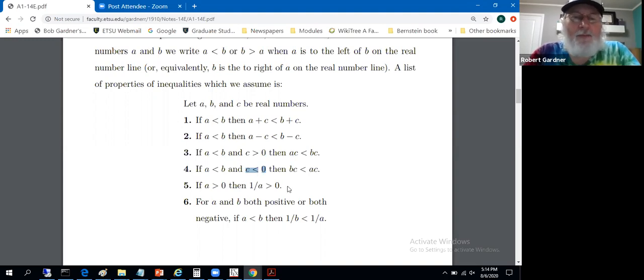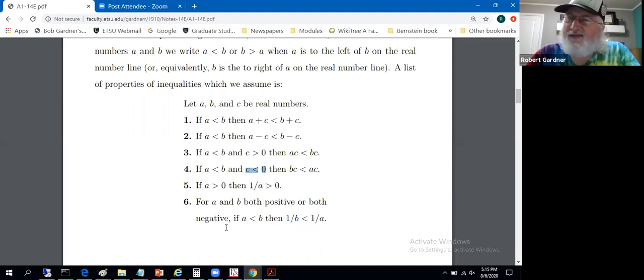Nothing new to you. If A is positive, then 1 over A is positive. That's what property 5 says, written in terms of inequalities. Property 6 says if A and B are both positive or both negative, if A and B have the same sign, if A is less than B, then 1 over B is less than 1 over A. Now, they didn't divide by 0 here, did they? A and B are either both positive or both negative.